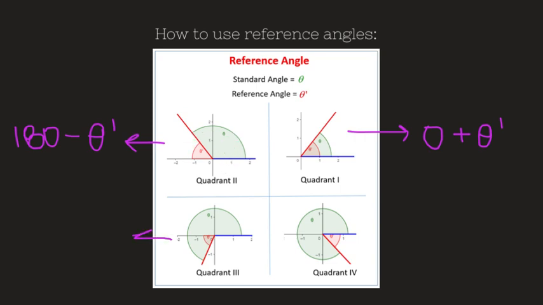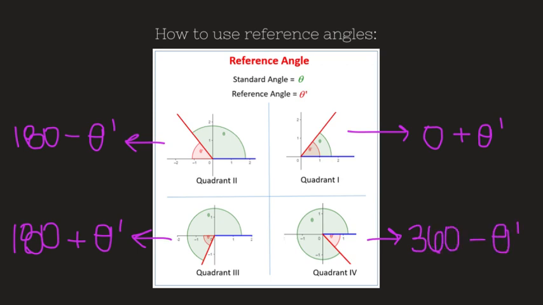Moving on to quadrant 3, we're still going to use that 180, but you can see now we're going to be moving in a positive direction, so it's going to be plus our reference angle. And over here for quadrant 4, we're going to start again at our x-axis, and we're going to move in the negative direction with our reference angle, so we're going to subtract. So we're going to start at 360, and we're going to subtract our reference angle.